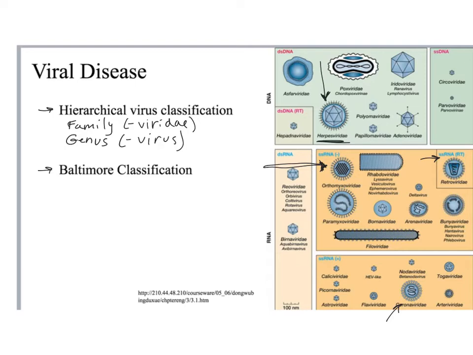Then just remember the other classification system, the Baltimore classification, which looks like this graphic. It's all based on the kind of nucleic acid they have, whether it's single-stranded DNA, double-stranded DNA, or single-stranded RNA. There are 7 different types, group 1 through group 7, and I wouldn't worry about which is which. Those are the two classification systems that we see.